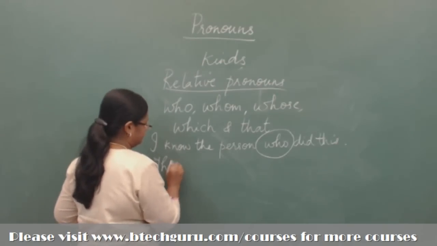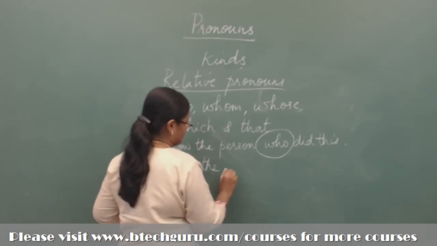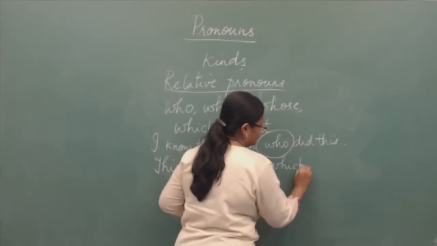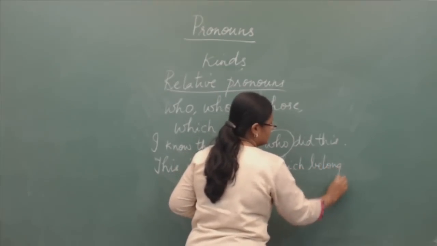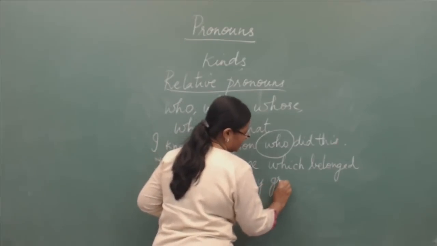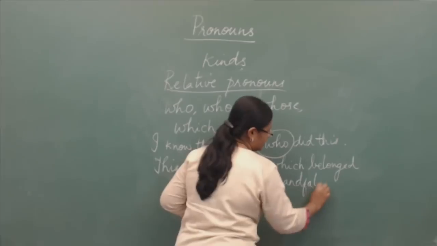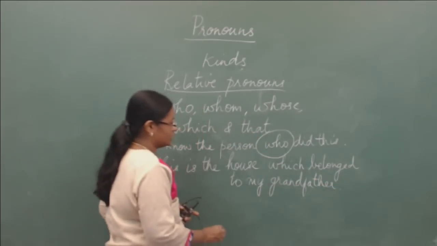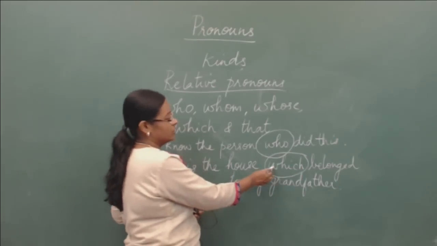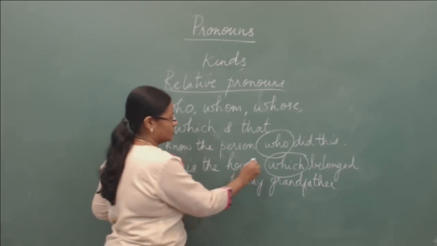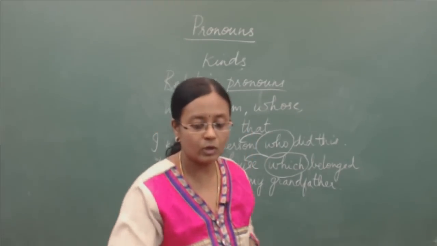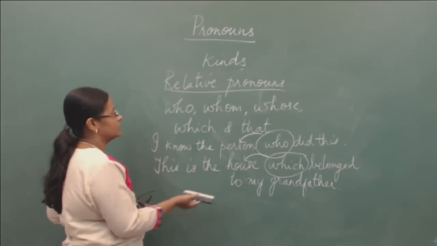This is the house which belonged to my grandfather. Now one thing I think you would have noticed, we use who for people and which for things. So house, and who for people. Sometimes we also omit the relative pronoun when it is understood.